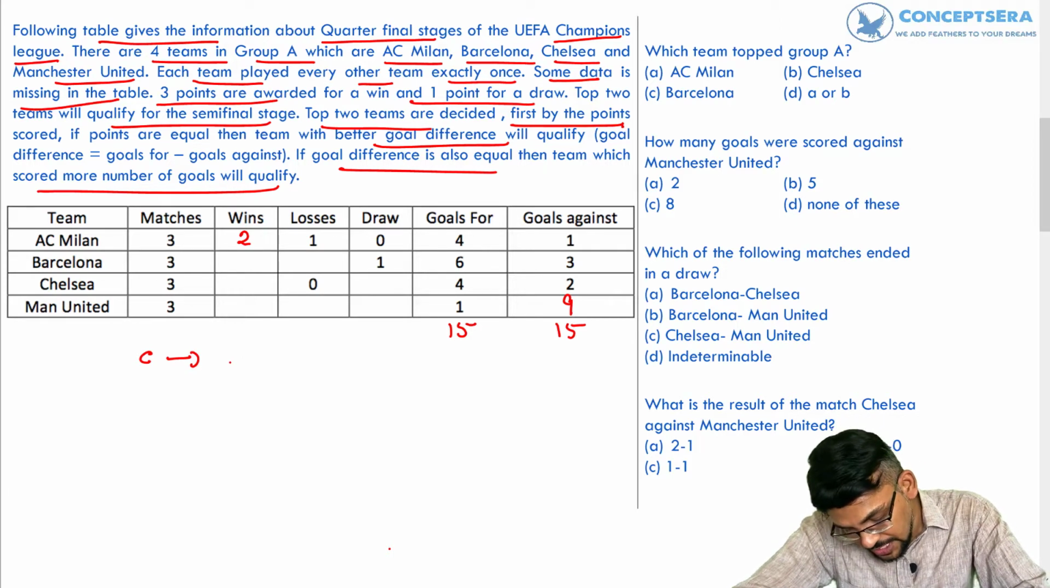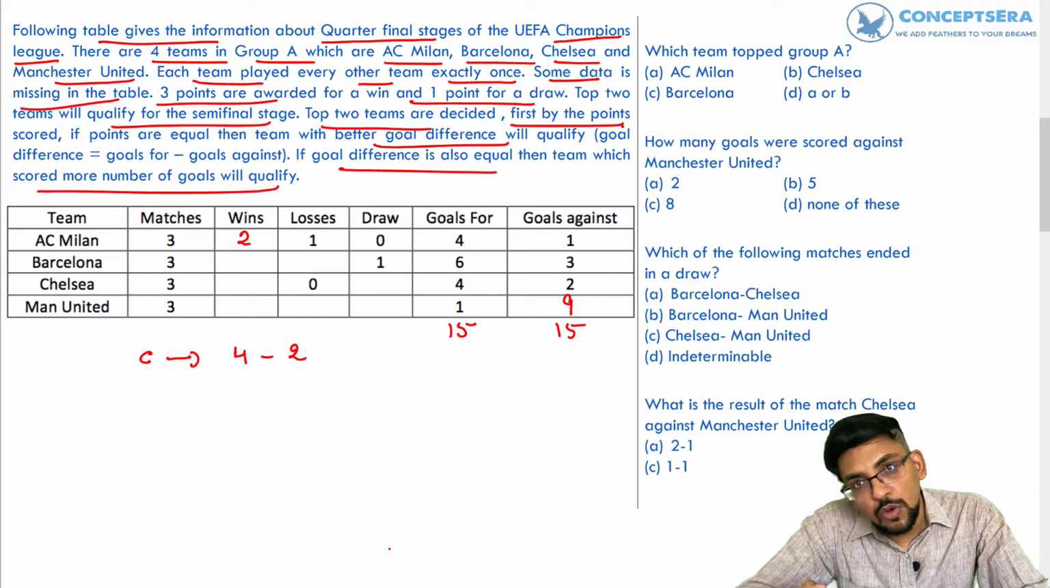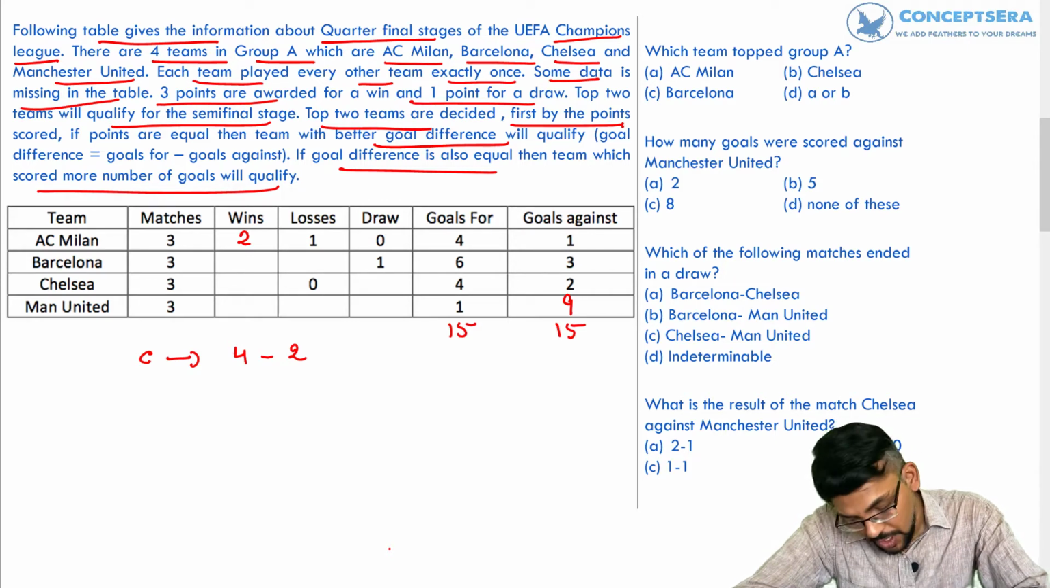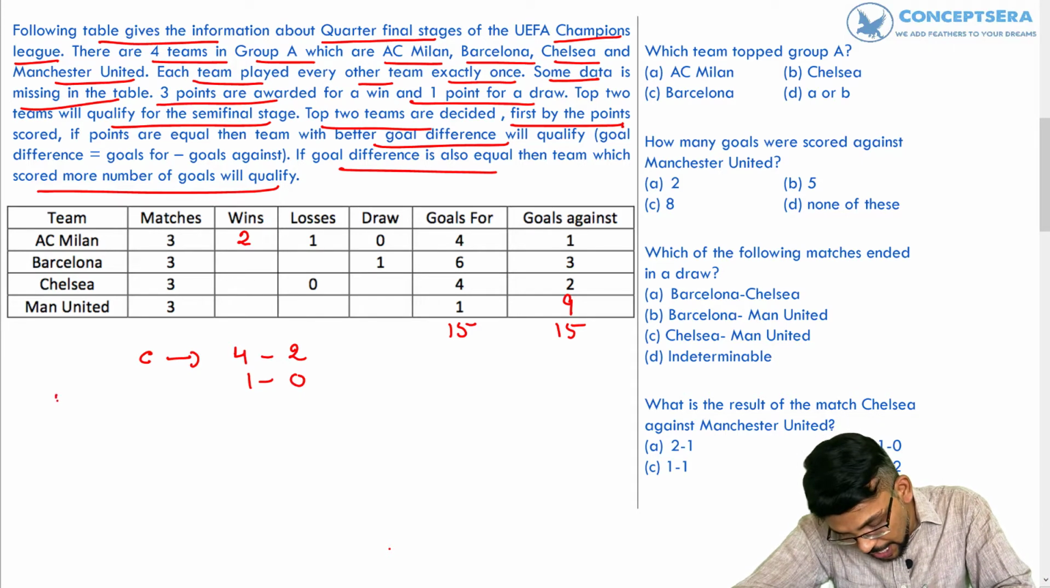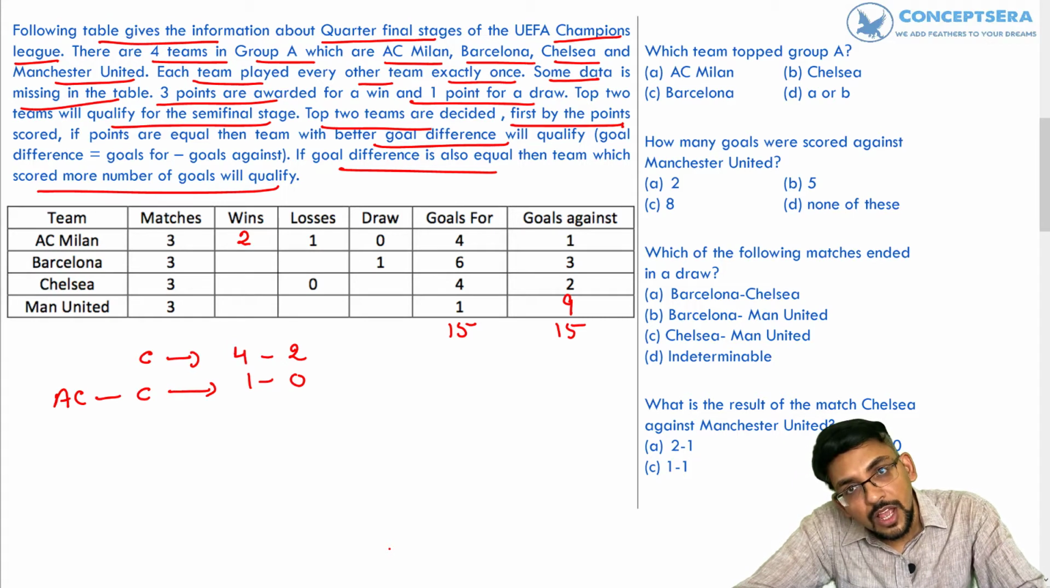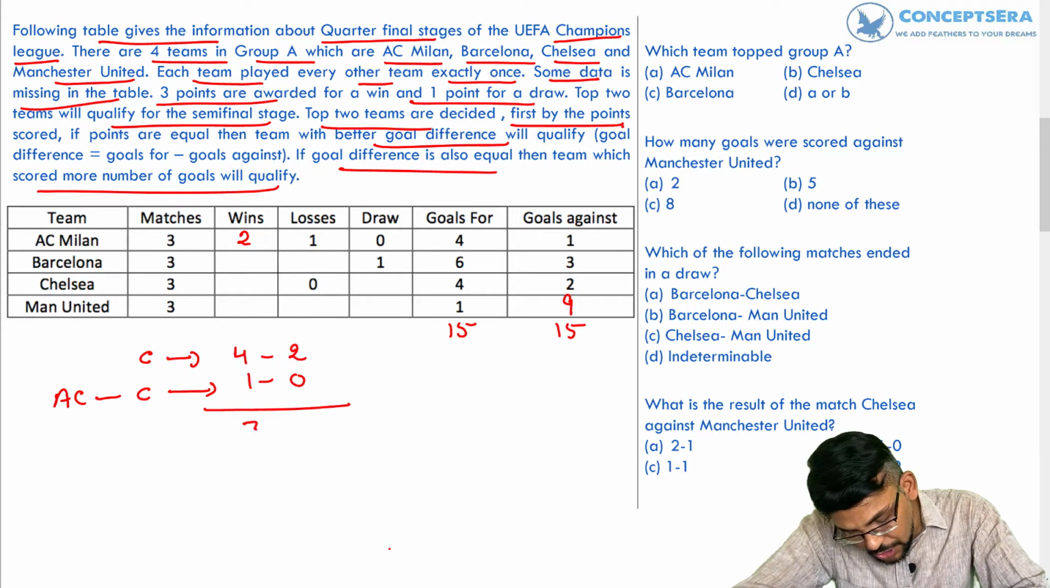And the goal line of Chelsea is 4-2. And now if Chelsea was the winner against AC Milan, we have to see the number of goals against AC Milan, which is given to us as 1. So when 1 goal is against AC Milan, it can lose only by 1-0. So the goal line for that match, which happened between AC Milan and Chelsea, was 1-0. The left out goal line is 3-2.